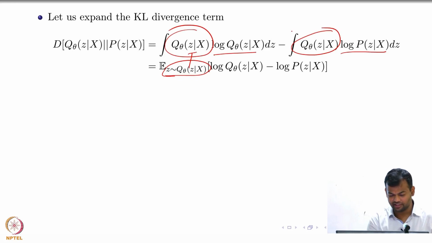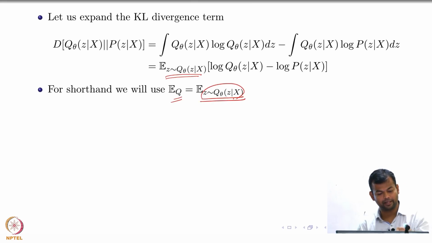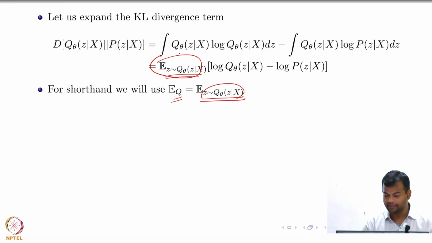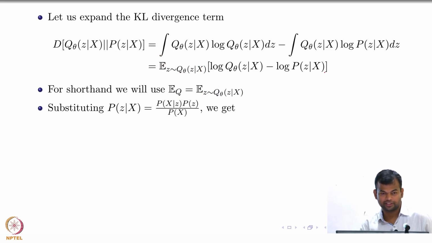Now since this is a bit tedious to write, I'm just going to use a shorthand Q. Whenever you see capital Q in the expectation, it means z coming from the distribution q_theta(z|x). Just saying it is itself tedious. And the second thing I'm going to do is write p(z|x) as the standard thing. I'll just write it using Bayes' rule.